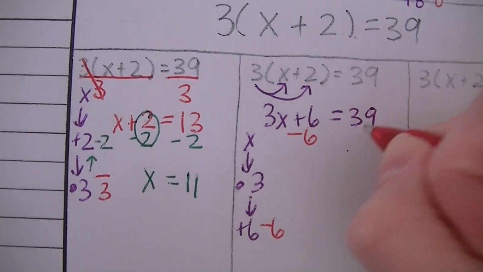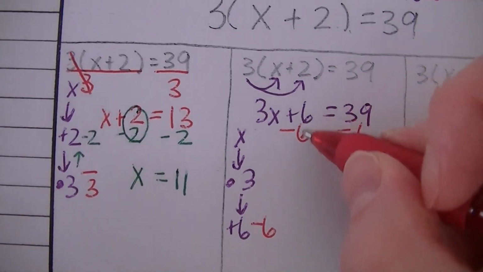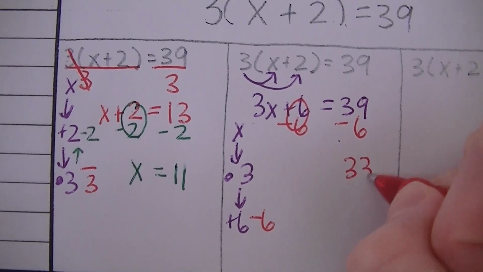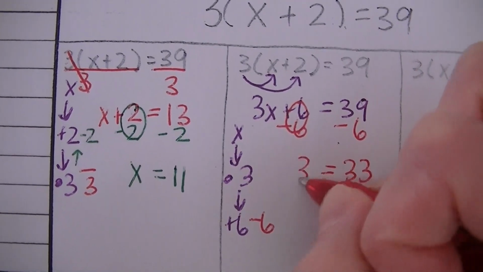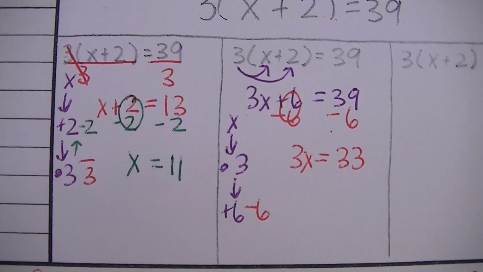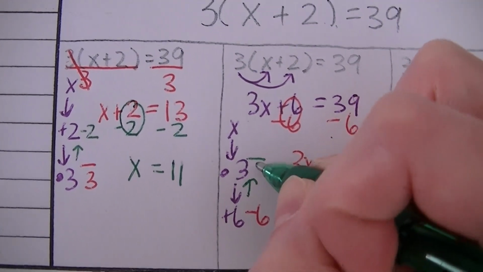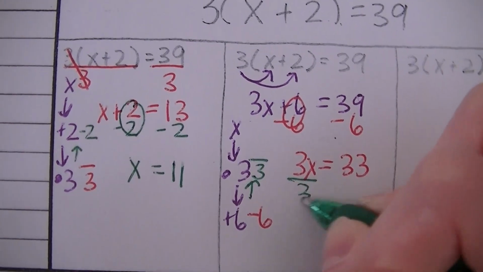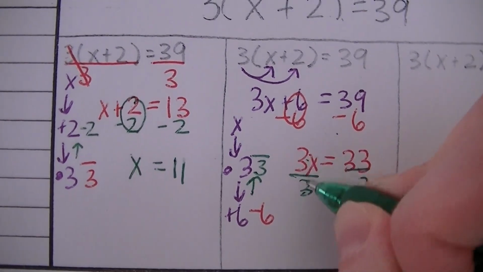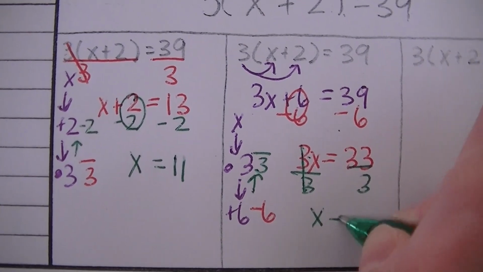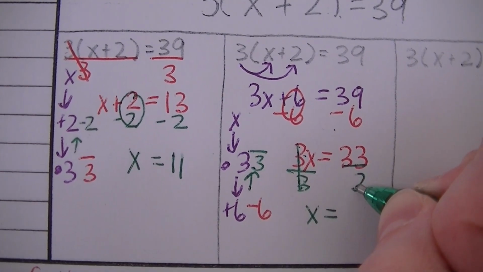And do that to both sides of that equal sign. 6 take away 6 is 0. 39 take away 6 is 33. Bring down your equal sign, bring down your 3 times x, and go on back up. The inverse operation of times 3 is to divide by 3. Divide both sides by 3. 3 divided by 3 is 1. 1 times x is 1x, or x, same thing. 33 divided by 3 is 11.